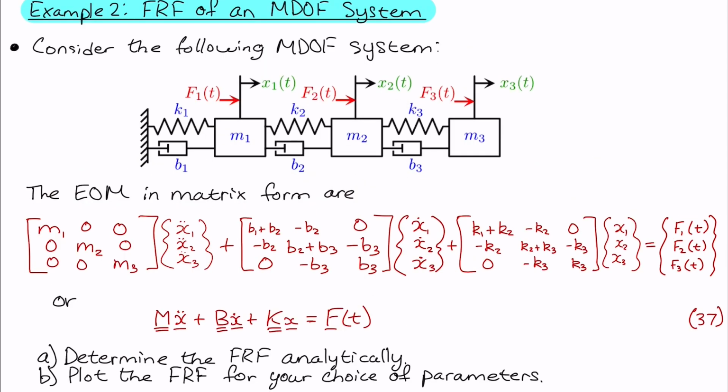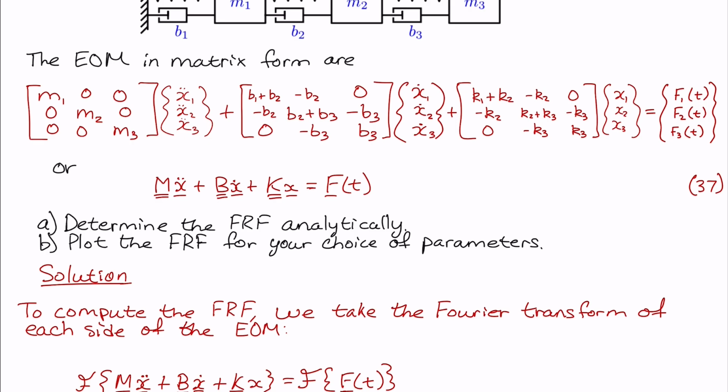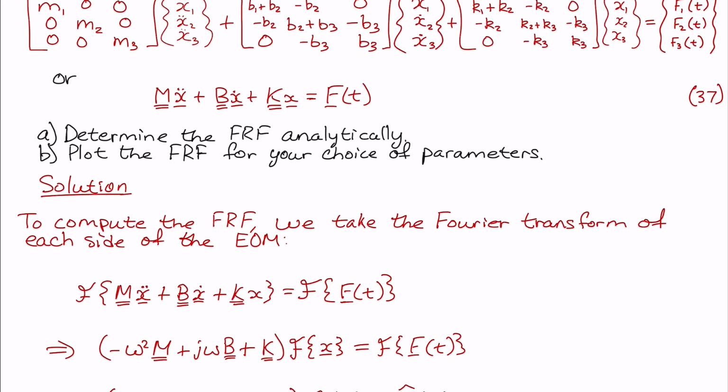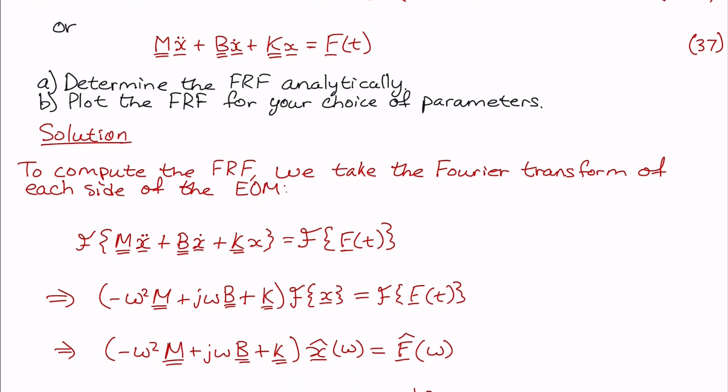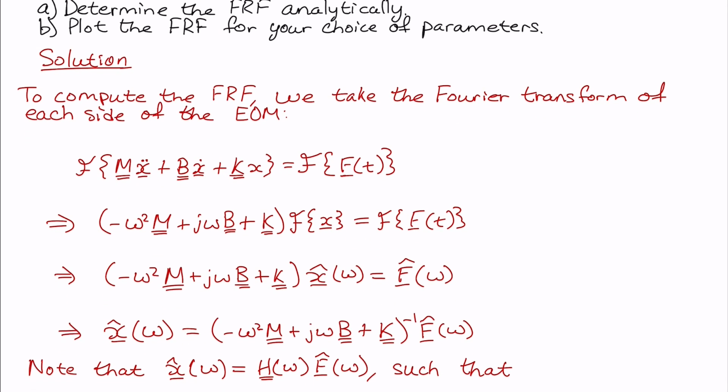All right, so we had our equation of motion there. To compute the FRF, we're going to use this vector equation or matrix form, equation 37. We'll take the Fourier transform of both sides. The Fourier transform applies equally to matrices and vectors. So we use our derivative property and the linearity property. We end up with almost exactly what we had in the previous example, except we have matrices instead of scalars for the mass, damping, and stiffness.